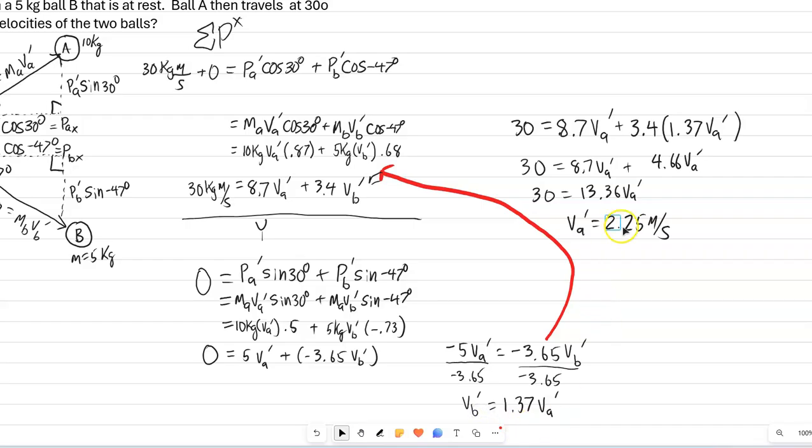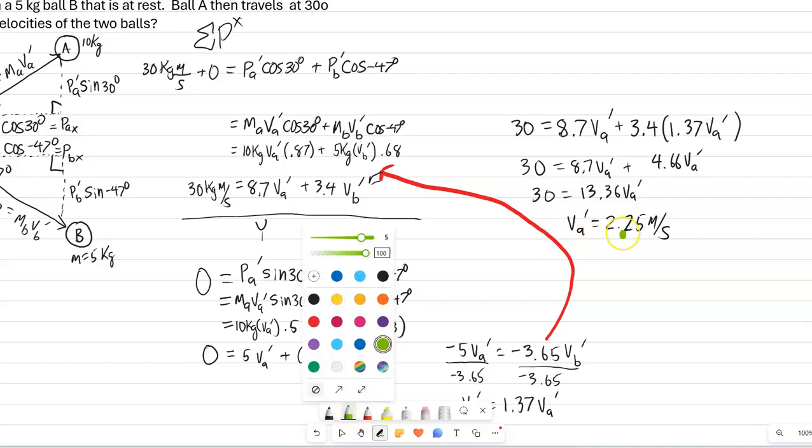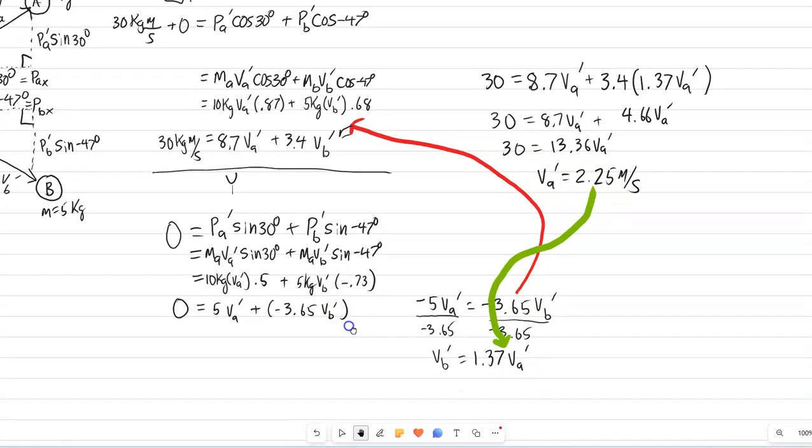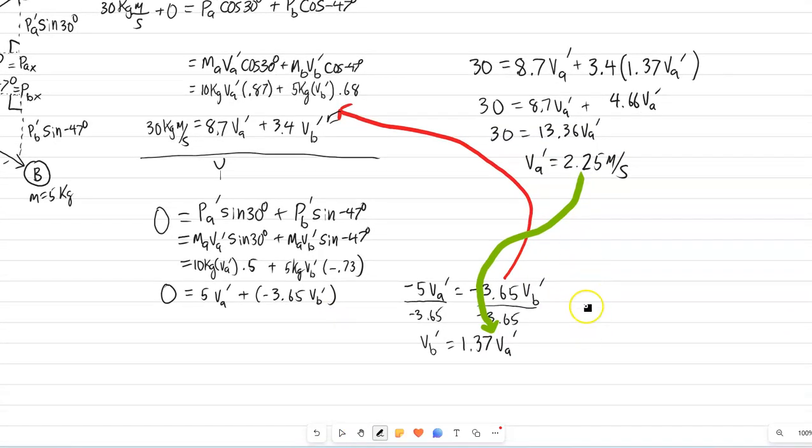Well, I could take this value here. I'm going to write this in a different color so I don't confuse this. I can take this and now insert it here for VA. And I am going to do just that. So let's see here. Let me move this up a little bit. And so velocity B prime will be equal to 1.37 times 2.25. And I'm going to get meters per second at the end.